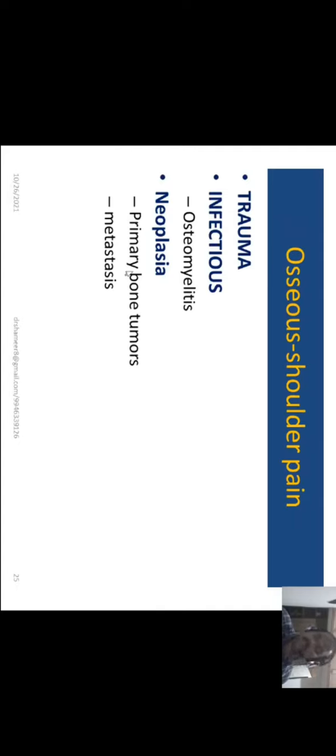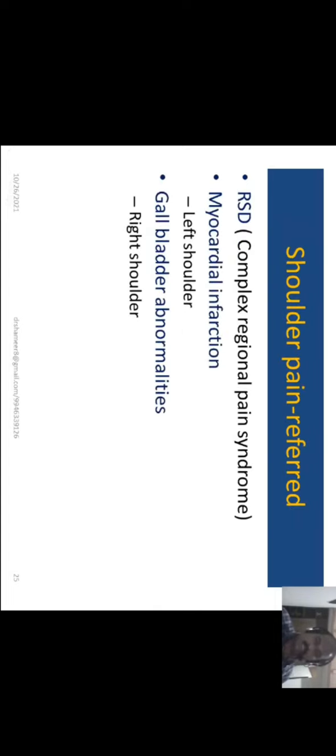And any infection or any cancerous lesion we can simply diagnose with a shoulder X-ray. Okay, you can see a shoulder X-ray, and this is the gold standard for tumor diagnosis. X-ray is the gold standard for a tumor diagnosis. So with a shoulder AP X-ray itself, you can diagnose a shoulder carcinoma or shoulder osteomyelitis or osteoarthritic changes. Okay, and reflex sympathetic dystrophy.